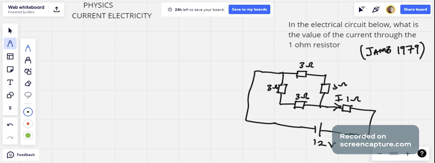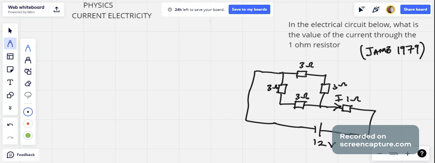Here, this is a series connection. From here to here is a series, because the head of this one is connected to the tail of this one. Series connection is when the resistors are connected end to end. So this and this are in series. Same goes with the upper 3 ohms and this other 3 ohms. They are also in series.